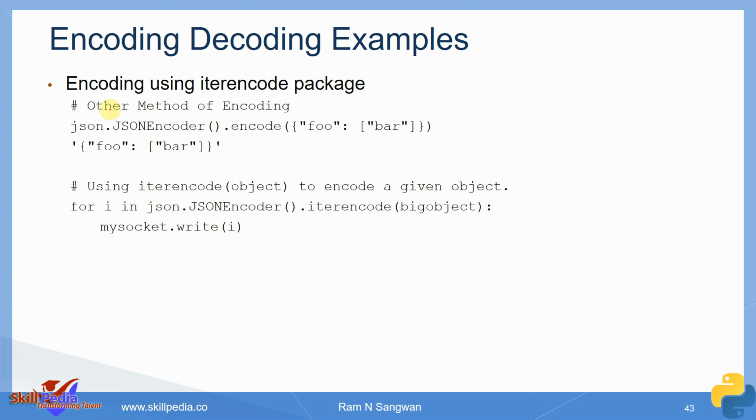We can also encode through the iterencode method, another method. This is another method, JSON encoder, encode, and similarly decode. For i in the JSON encoder's iterencode, iterencode means iterate over the encoder object and write them to the socket. Sockets we will learn in socket programming, to transfer data to a remote machine, and that's what serialization is used for.